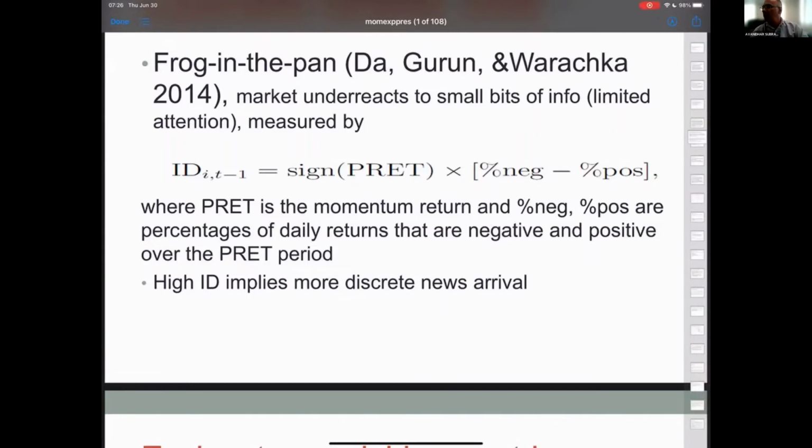So when this whole product is negative, it means information arrived in small bits. And when that number is positive, it means more discrete news arrived, given by the example I gave you, right? The example is that if the sign is negative and the number in brackets is positive, negative news days exceed positive news days. That means that information arrives slowly in small chunks over the days, or positive news days, and vice versa, right? So high ID implies more discrete news arrival.